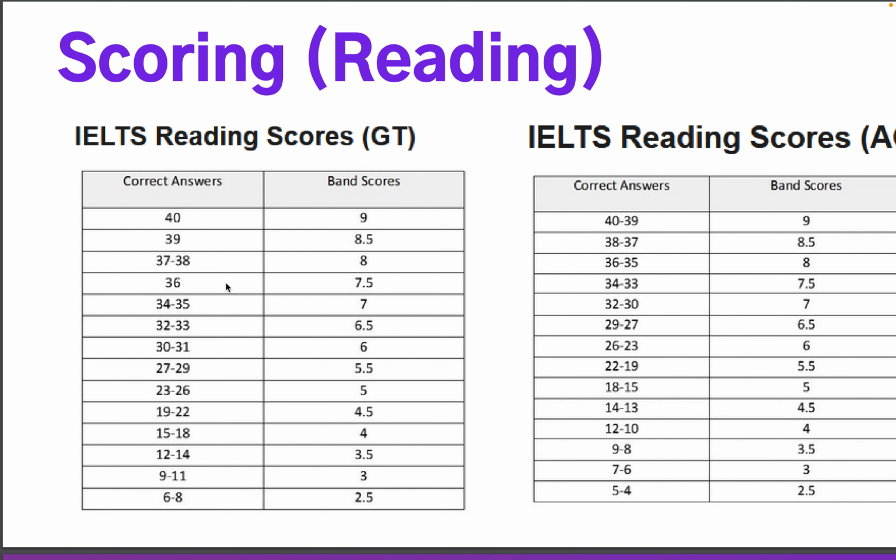The total number of questions in the reading part is 40. So out of those 40 questions, if you get 40 answers correct in the IELTS general test, you will get 9 bands. If you get 39 answers correct, you will get 8.5 bands, and so on. For IELTS academic, if you get 39 to 40 answers correct, you will get 9 bands. If you get 37 to 38 answers correct, you will get 8.5 bands, and so on. So this was all about the scoring of the IELTS exam.